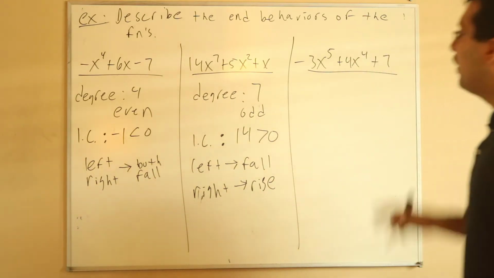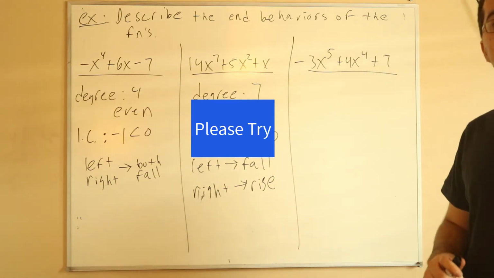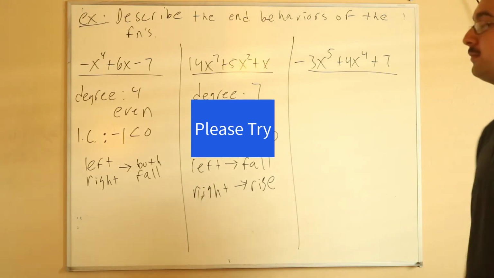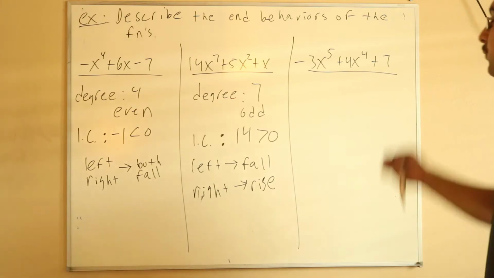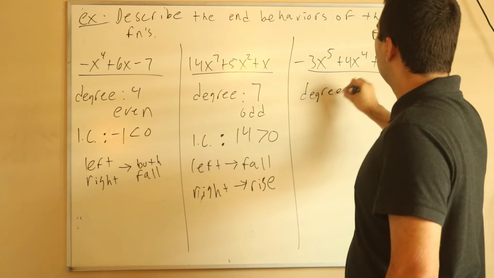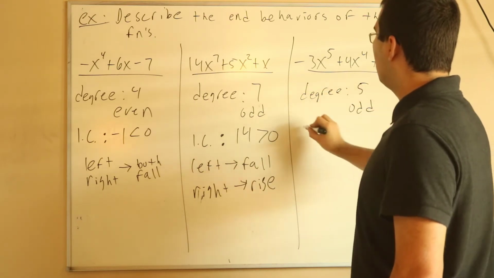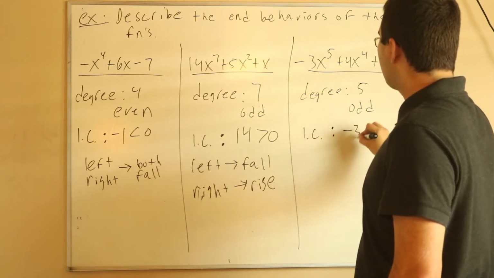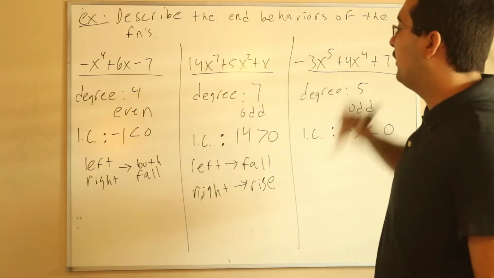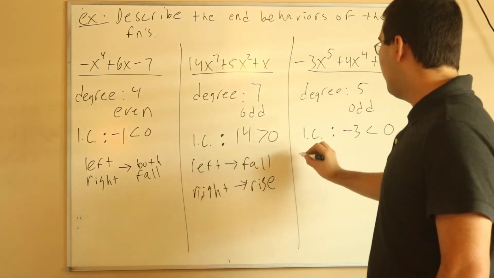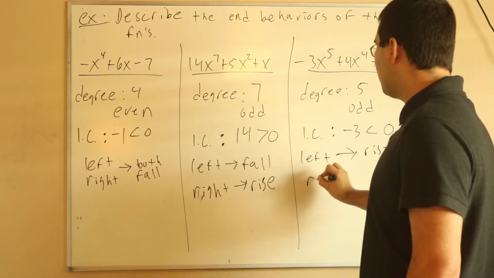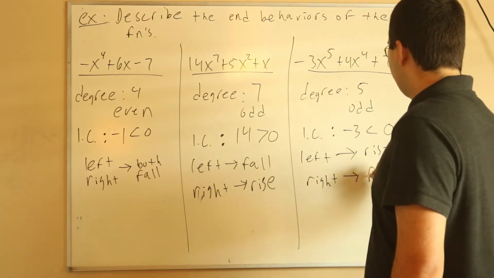There you go. Now, let's consider our last function. So at this point, go ahead and pause the video, do this example real quick on your own, and we'll come back together and talk about it. So go ahead and pause now. Okay, so, blowing through this one real quick, our degree is 5. Odd. Our leading coefficient is -3, which is less than 0. So we expect the exact opposite behavior of the function from the second function. So on the left, we shall rise, and on the right, we shall fall.